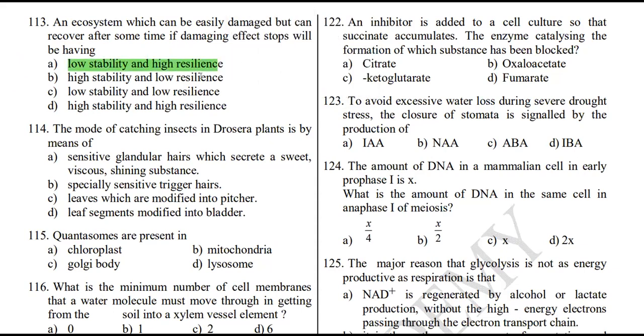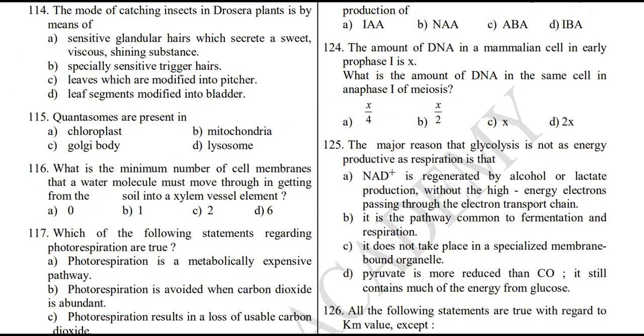Okay, the next question. The mode of catching insects in Drosera plants. Drosera plants are going to be purplish or we can say pinkish in color. So they will trap the insects inside it. Why do they trap it? Because they have a gland-like structure, and in that they have very sensitive hairs, and they are going to secrete sweetish substances that are sticky and viscous, and they are very shiny in nature, so that the insects get attracted to it, and that is how Drosera plants catch insects. So the answer is going to be option A.